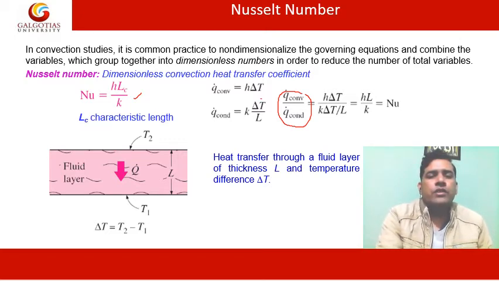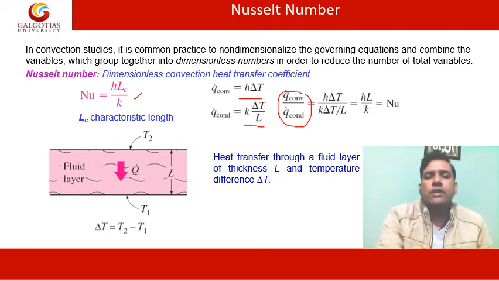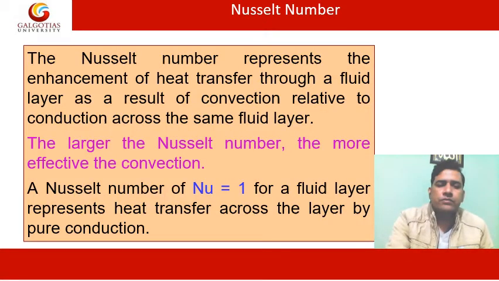So Q convection is h delta T, and this is equal to Q conduction, which is k delta T upon L. By taking the ratio, we get this Nusselt number formula. So heat transfer through a fluid layer of thickness L and temperature difference delta T is given like this. The Nusselt number represents the enhancement of heat transfer through a fluid layer as a result of convection relative to the conduction across the same fluid layer.